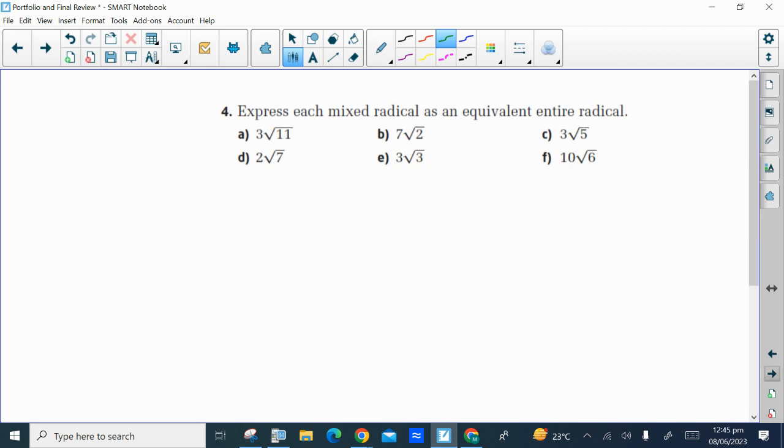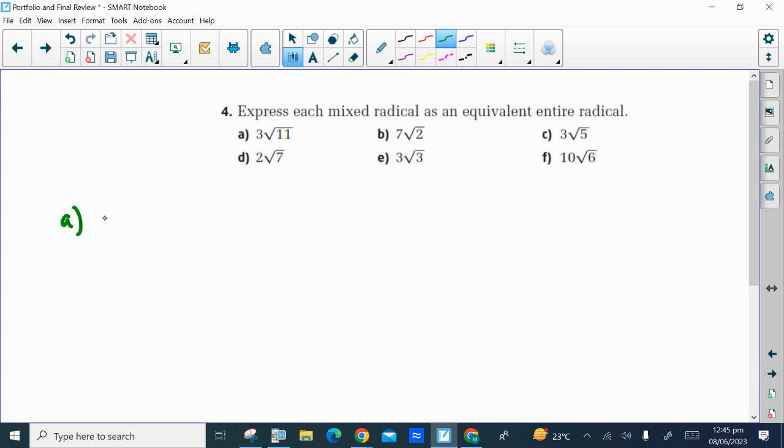All right, then we go into questions involving radicals. These are mixed radicals because they are a mixture of an integer in front, a rational number, and an irrational number. All those radicals are irrational because when you take the square root of each of those numbers, you get a non-repeating, non-terminating decimal. Goes on forever, never repeats. We want to write them as an entire radical.